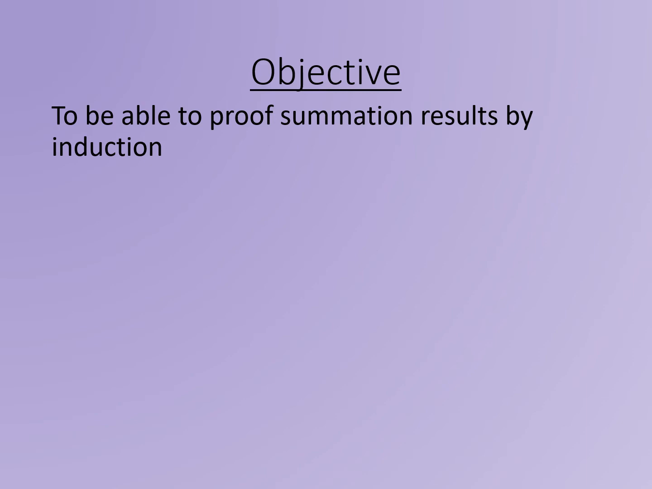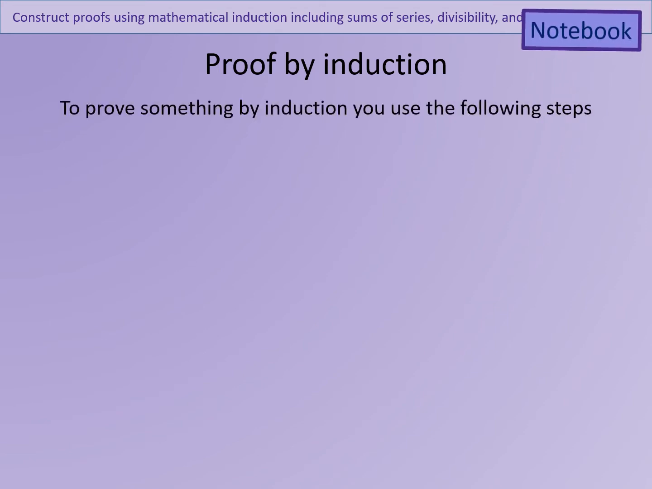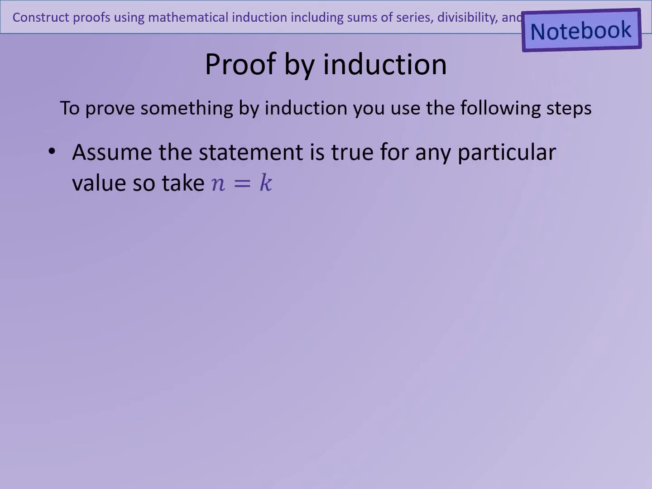This topic will look at how to prove summation results by induction. So to recap the steps for a proof by induction, the first thing we do is we assume that the statement is true for a particular value of n, which we call k. We write down the statement that we are assuming as part of our proof.